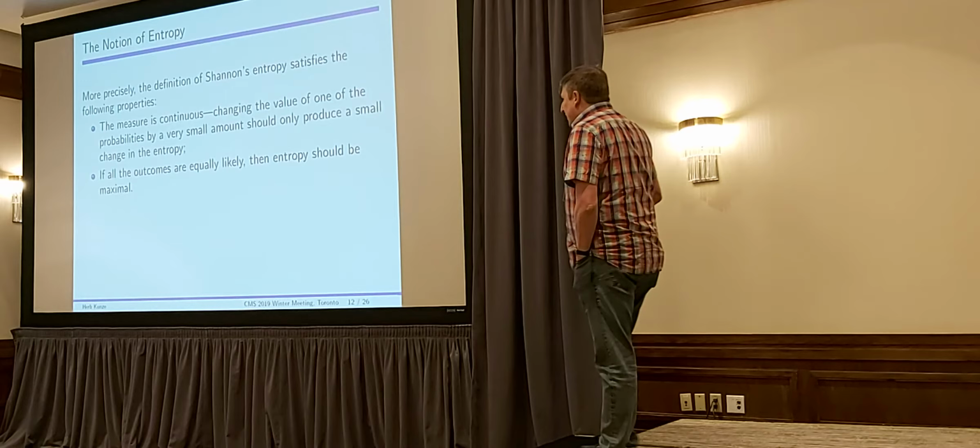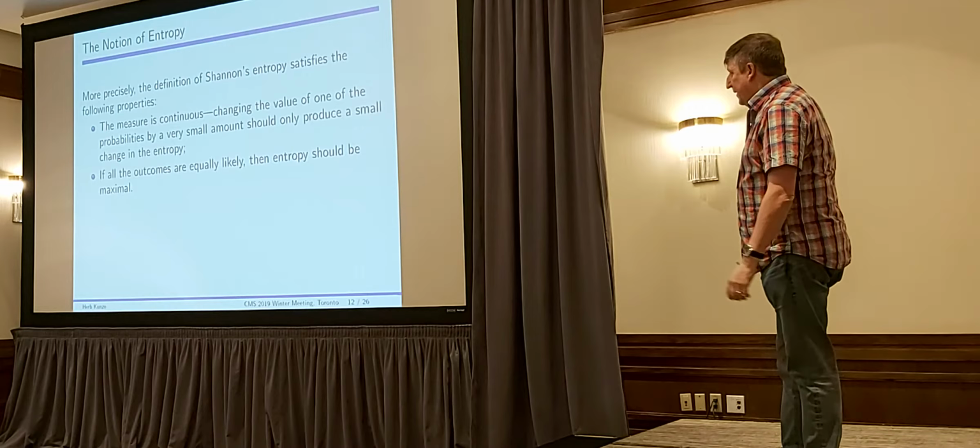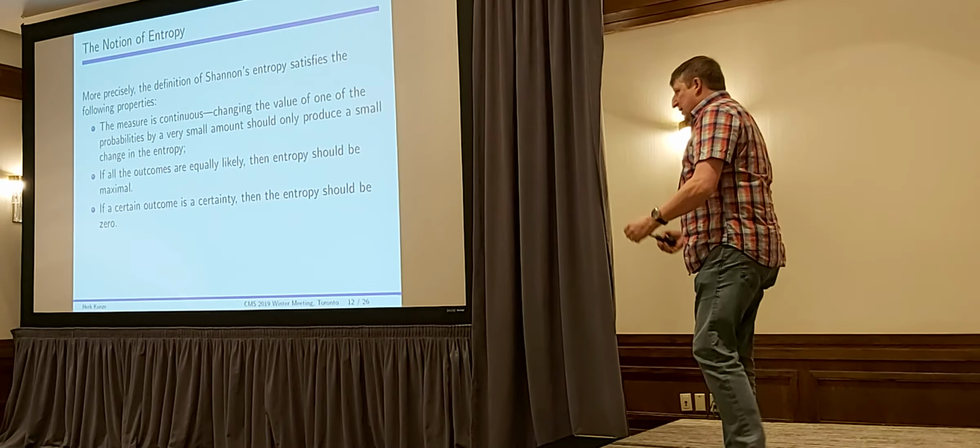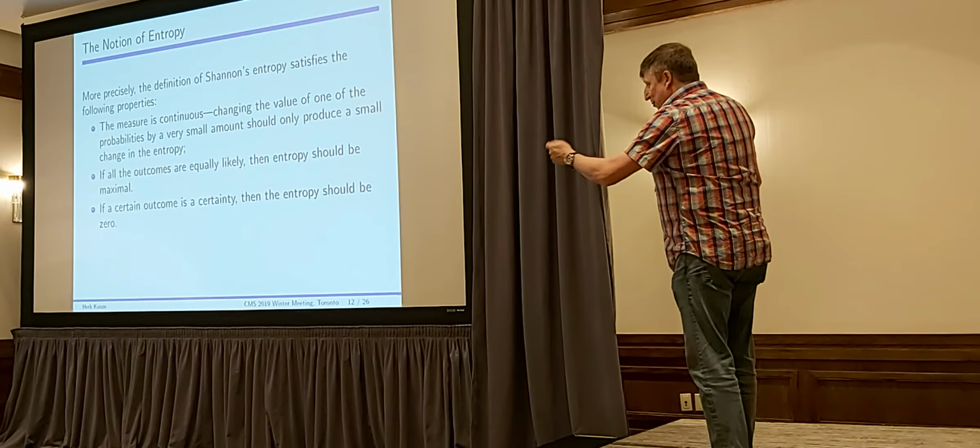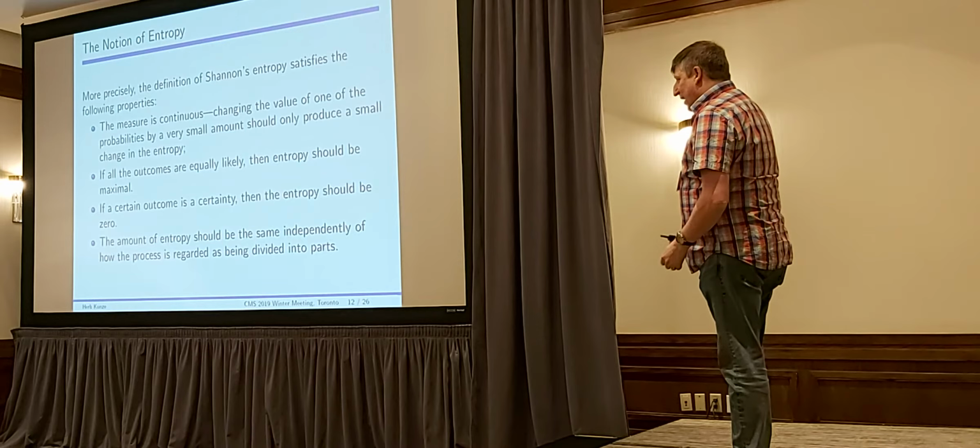It's continuous, so if you change the value of a probability a little bit of one of the events, the entropy should change a little bit. If all the outcomes are equally likely, the entropy should be maximal. If a certain outcome is going to happen for sure, and there's a whole bunch of outcomes in the list but their probability is zero, entropy should be zero. And the amount of entropy should be the same, independently of how the process is regarded as being divided into parts. That's the complicated part.